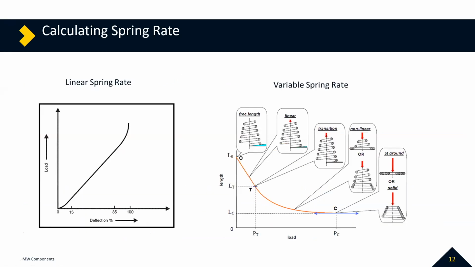Calculating spring rate, there are two types of spring rate. On the left here, you see a linear curve, a very nice, consistent curve from once you start to deflect until the very end, until you get to, let's say, your secondary load or even a third load, right before solid. So you've got a nice, smooth curve.